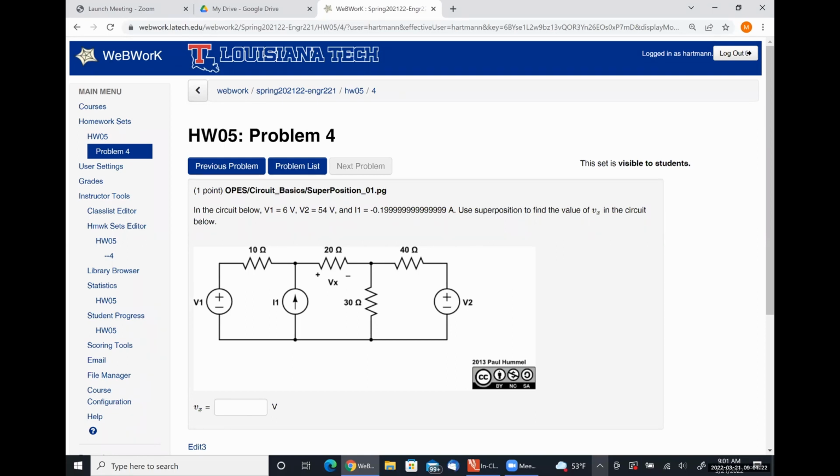Yes, it is not unreasonable to assume that all of the circuits in this class will be linear circuits, so that superposition is a fair game analysis tool. 100% right.